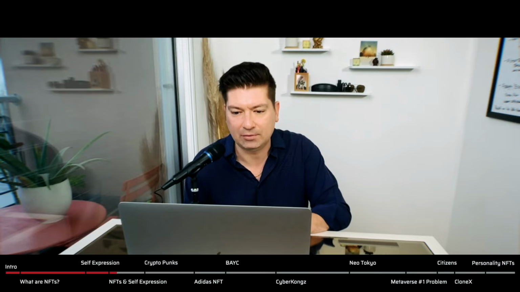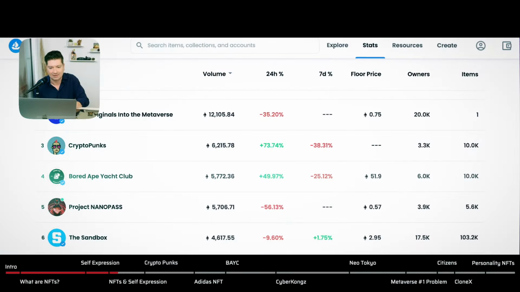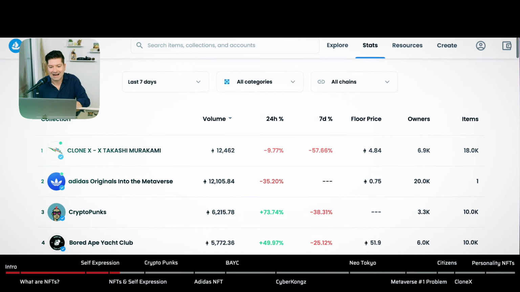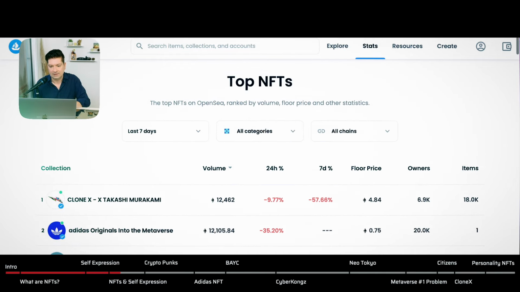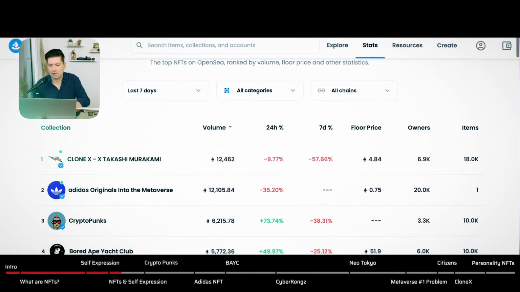So now let's look at a couple of projects, and I'll show you how it all got started. Let's look at CryptoPunks. First, these are the top projects on OpenSea right now, and these are by volume. So you can see how much they go for. They go for thousands of dollars.